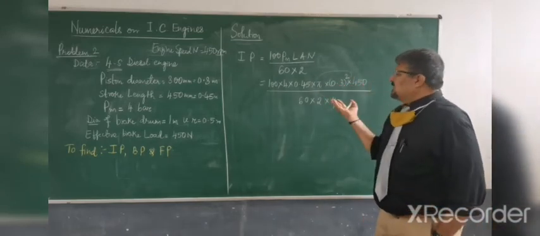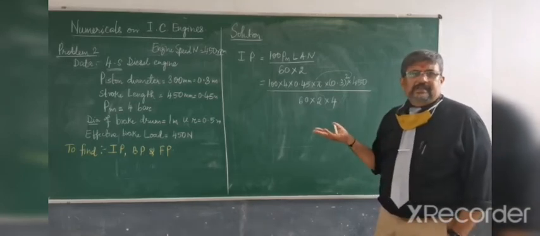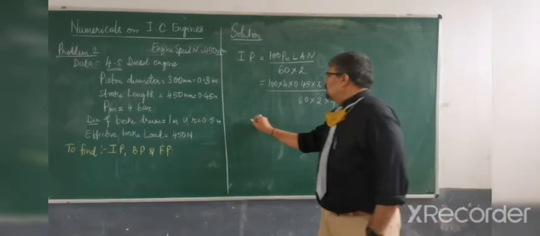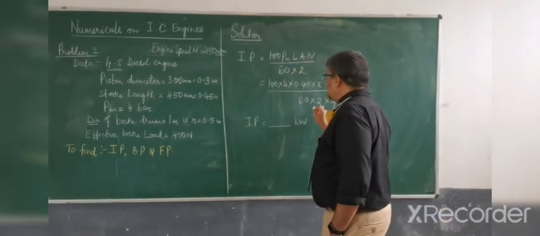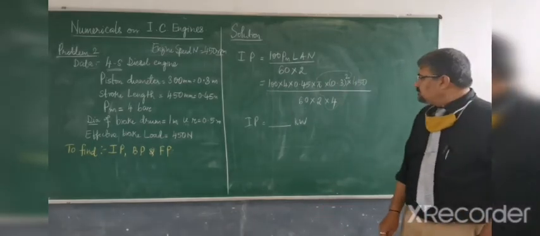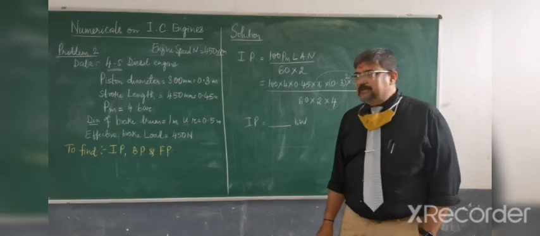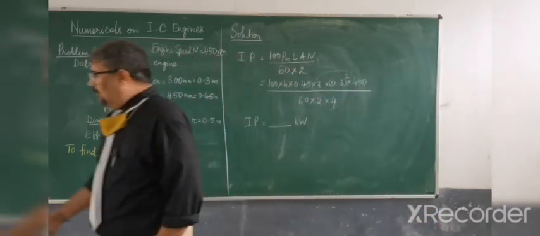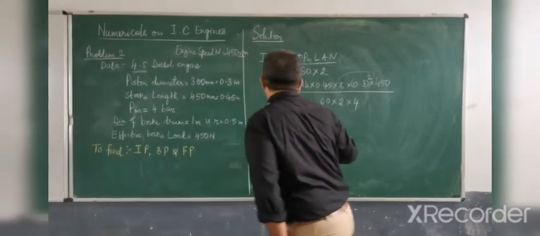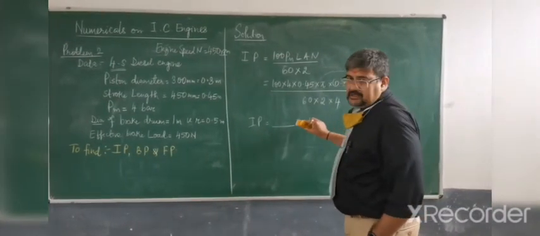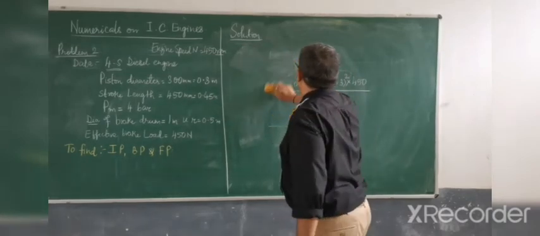So it is again a matter of simple substitution, and using the calculator you can easily find out these values. So you will get some value. Ip is equal to so many kilowatts directly. Now once you find out the indicated power, the next step will be to find out the brake power. So we know how to find out the brake power and which equation is to be used. So Ip is known to us, that is indicated power is known to us now. We will find out what is the brake power.